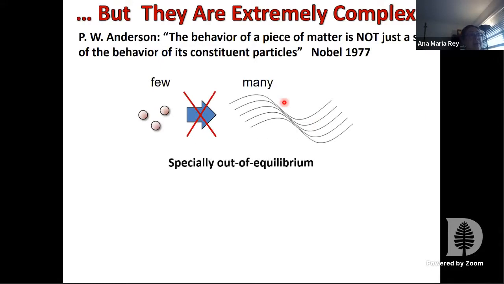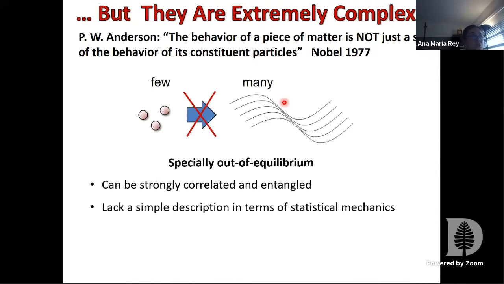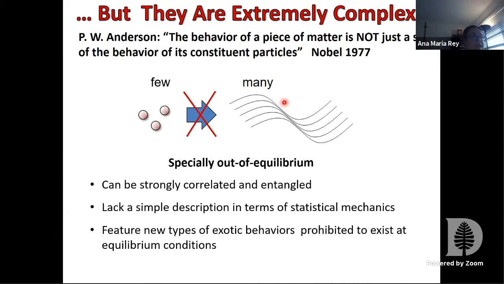And this applies especially when we are dealing with out-of-equilibrium systems that tend to be strongly correlated and entangled as the evolution happens. Moreover, in contrast to equilibrium systems, we lack the tools that allow us to describe the system in terms of standard statistical mechanics and free energy minimization. So what we're seeing is that these out of equilibrium many body systems can exhibit very exotic behavior that is actually forbidden in many cases to exist at equilibrium conditions. And therefore, this opens a new potential for possibilities that we didn't anticipate before.